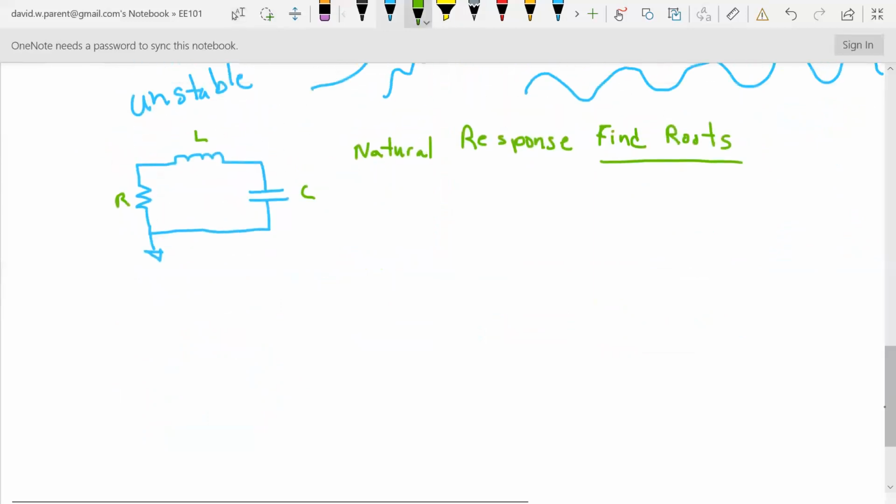Now in 110 there'll be some more formal, complete ways of doing this, but this seems to be the quickest way to get to the answer that I'm about to show you. So these are all in series. I'm just going to draw a current. I'm going to call it capital I, and then I'm going to put in the voltage drops.